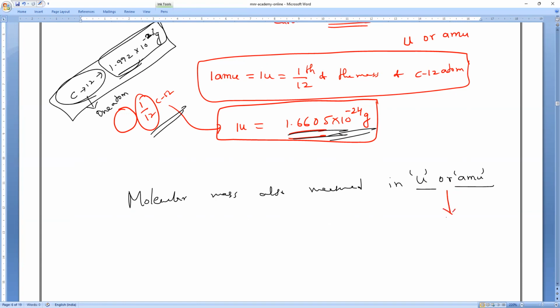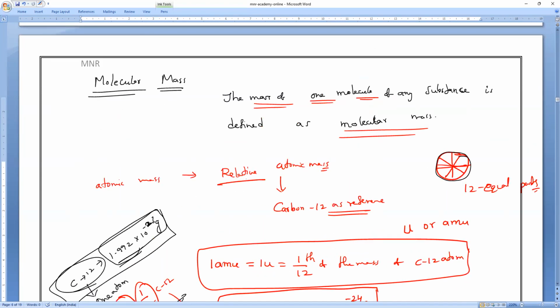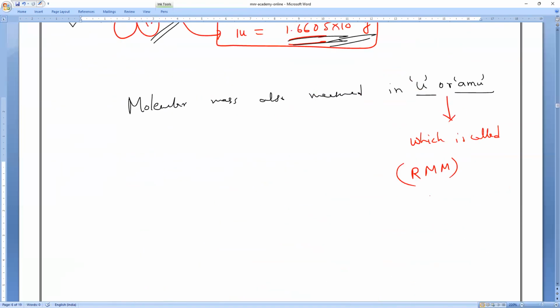U, which is called RMM. What do we call it, everybody? RMM. So atomic mass, we used to call it RAM, relative atomic mass. Now I am saying RMM. Can you tell me what that is? Relative molecular mass. That's all, guys. Very simple concept, but a very, very important concept. Relative atomic mass, and this is relative molecular mass. So, shall we start now, everybody?